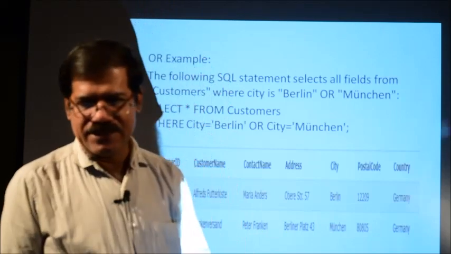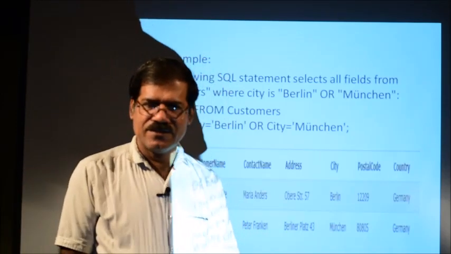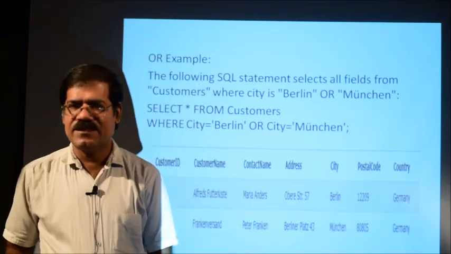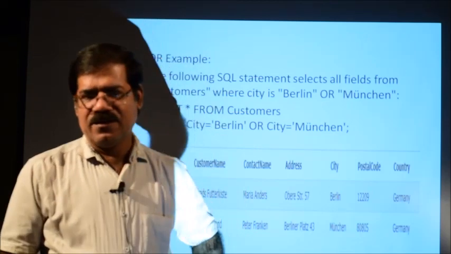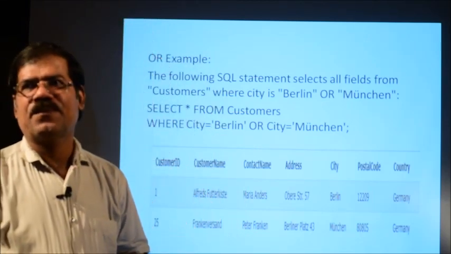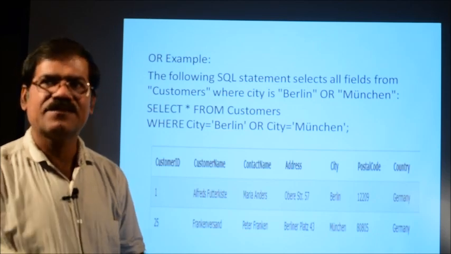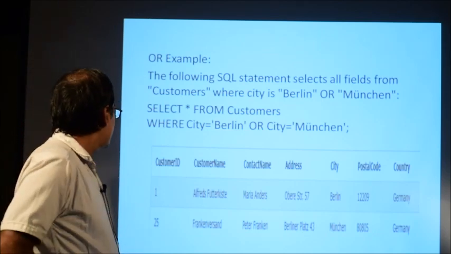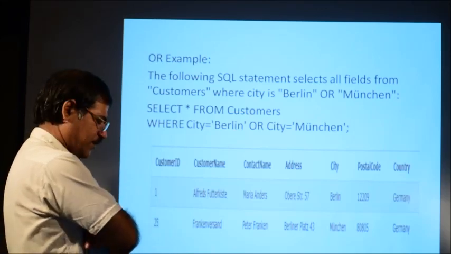According to the English statement, I will write the statement. My requirement is: show me the customer details of those whose city is Berlin or city name is München. Those customer details will be required, either this or this. So, there are two records selected, customer 1 and customer number 25.